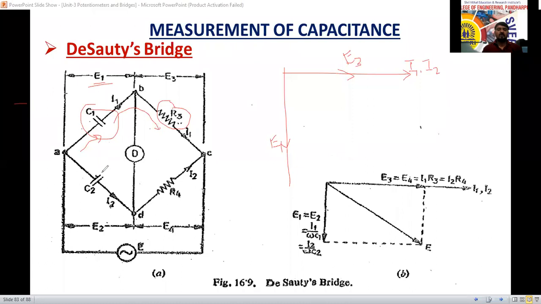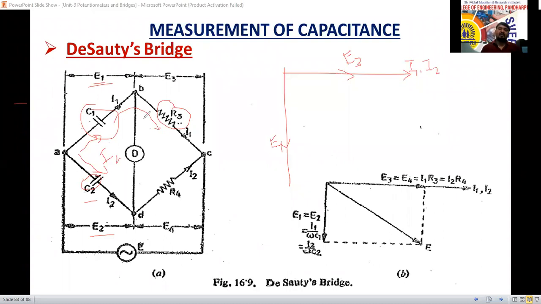Next, come to this part. Here current I2 is flowing here now. So I2 and 1 by omega C2, that is called E2 we will get here now. So V2 here also capacitive load is there. For the capacitive load, does voltage lead the current or lag the current? Voltage lags the current.